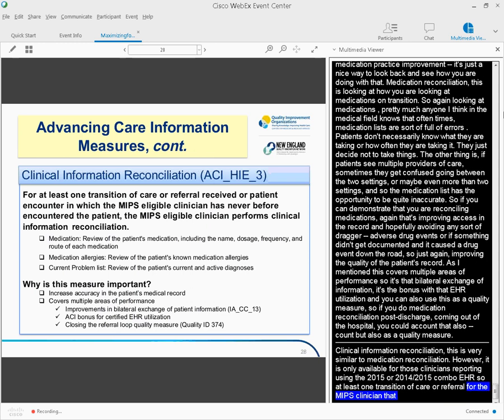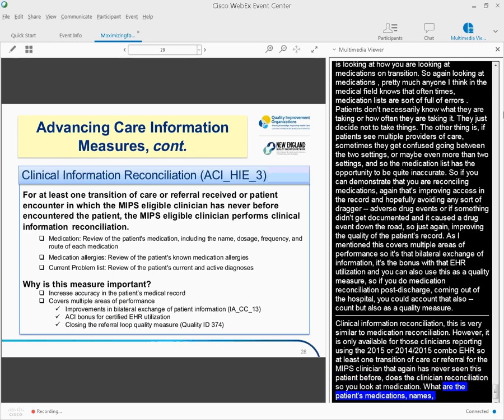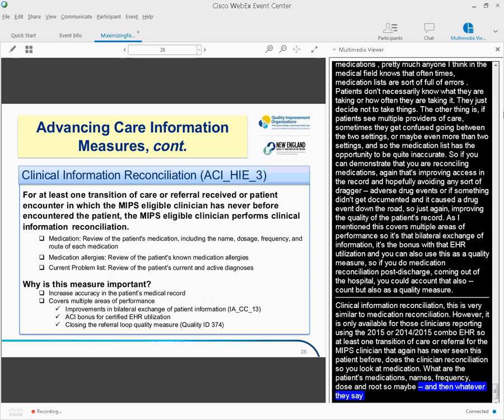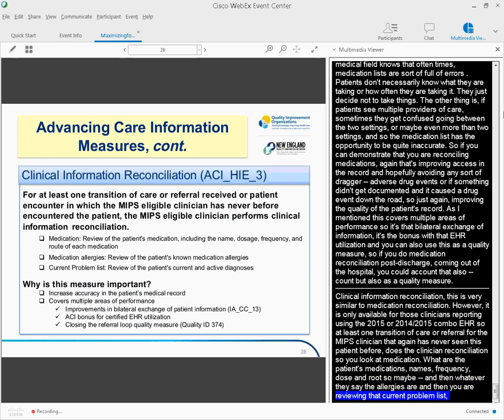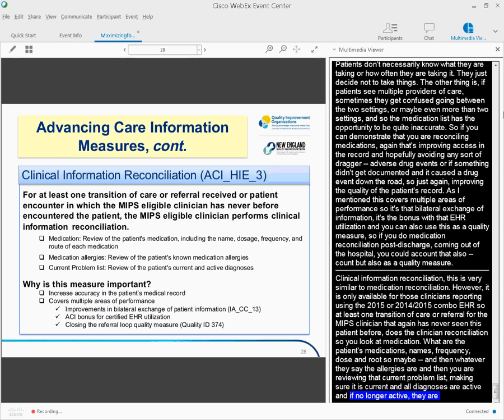You review medication allergies, so whatever the patient says maybe their allergies are. And then, of course, you're reviewing that current problem list. So you're making sure that it's current and all diagnoses are active, and if they're no longer active, they're moved to maybe an inactive or no longer appropriate category. All problem lists are handled a little differently.